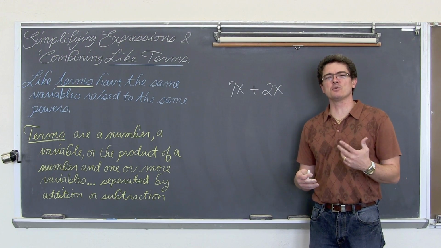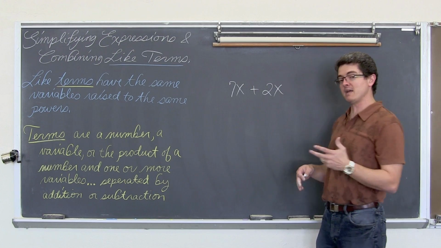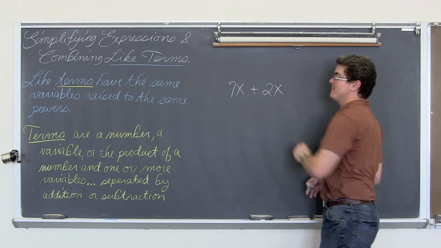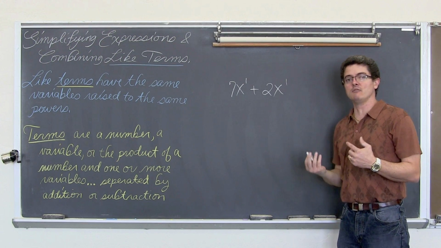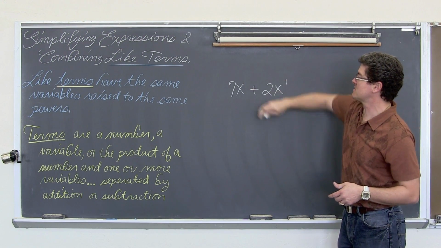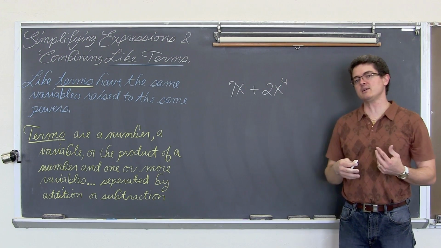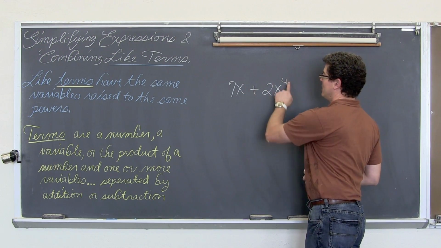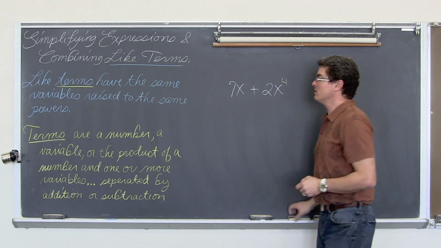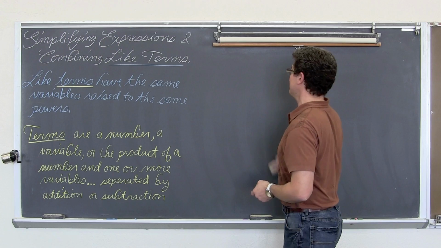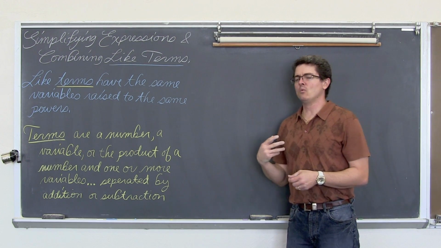When you look at terms, it's really more about what variables are in there. These two terms have the same variable of x, and they have the same exponent: both have an exponent of 1. Now, if I were to make this 7x and this 2x to the fourth, these are no longer like terms, even though they have the same variable. You cannot have different powers or different exponents. So, like terms have to have the same variables in them, and each of those variables must be raised to the same power. Now, what is a term?